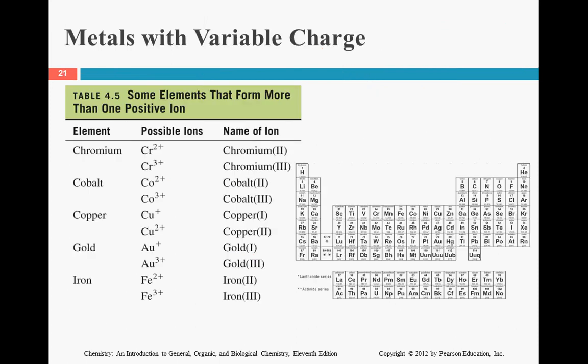So if we're looking at here's chromium, here's cobalt, copper, gold, and iron. All of them are in this middle area. Those are the ones that need Roman numerals.